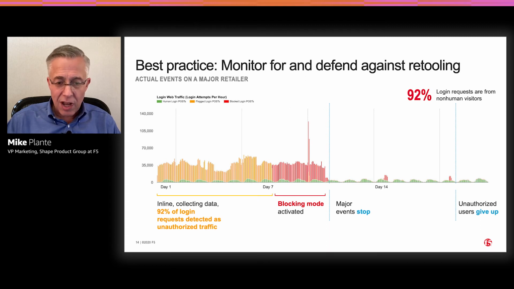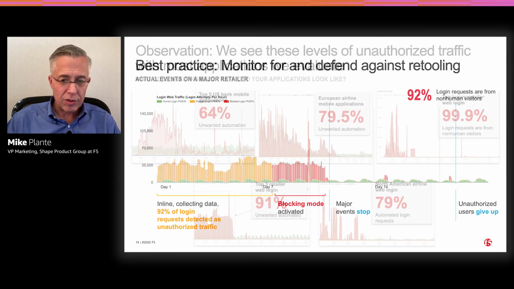It was immediately stopped. And after a couple of retooling attempts in this specific instance, they gave up and moved on to another web property. And that's at the end of the day our goal as a partnership. But it's important to understand that they're going to continuously try to retool. They won't permanently give up. Many of our applications are just too lucrative for them.